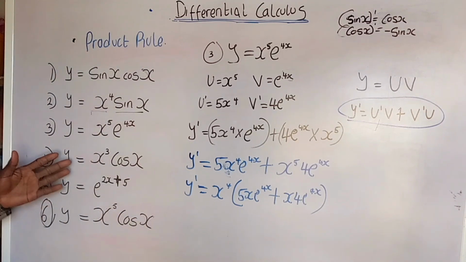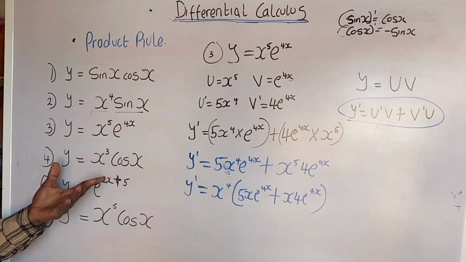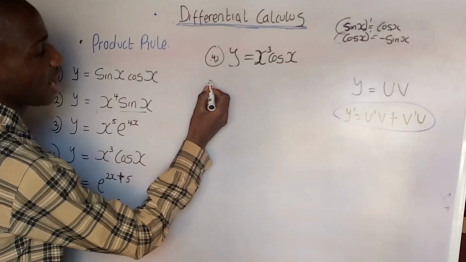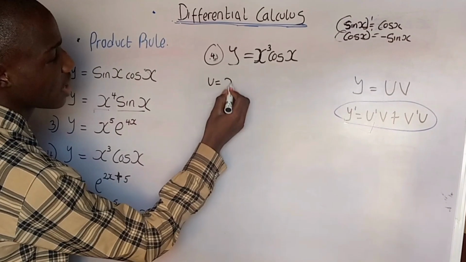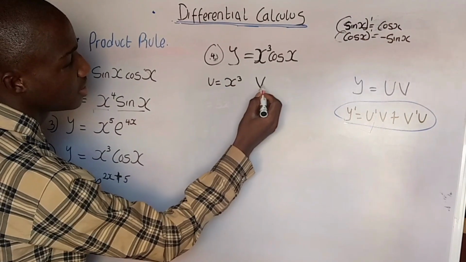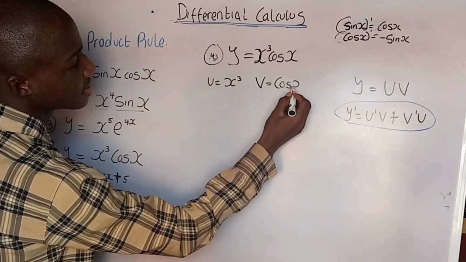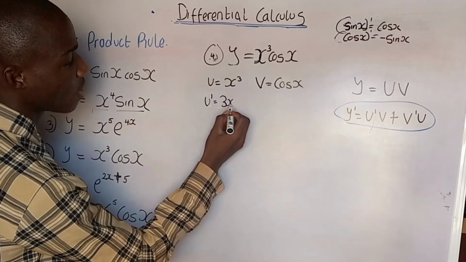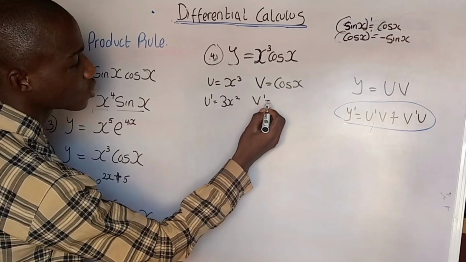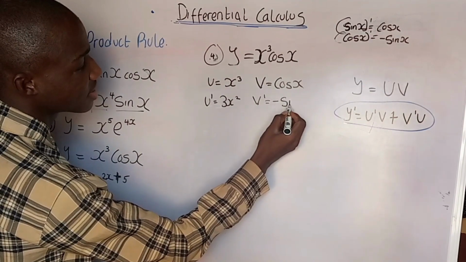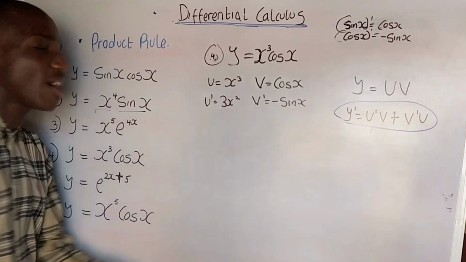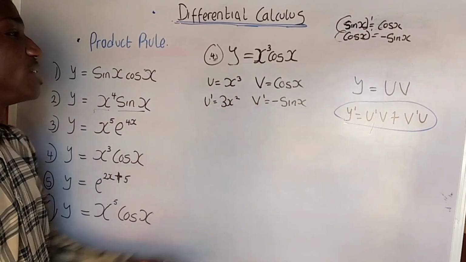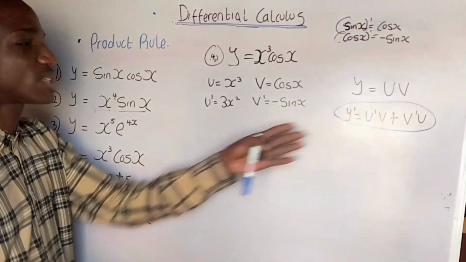We have y is equal to x raised to the power of 3 cos x. Identify u and v. u is equal to x raised to the power of 3 and v is equal to cos x. In that case, the derivative of u is equal to 3x raised to the power of 2, and the derivative of v is equal to minus sine x. So after getting the derivatives of u and v, the next thing is to plug in all these parameters into this formula.